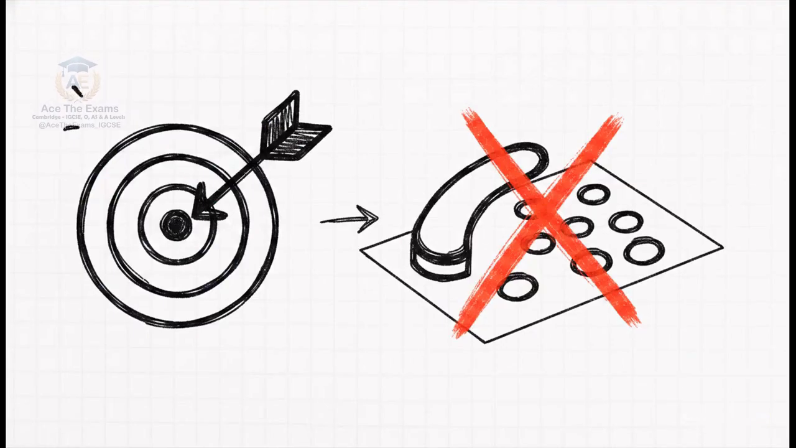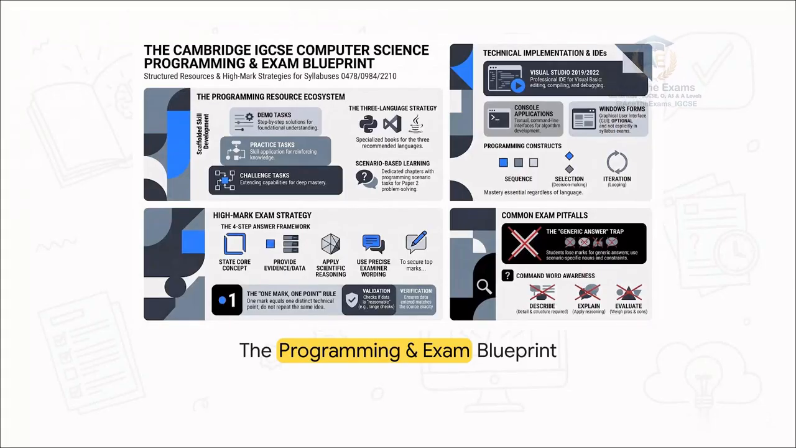Okay, before we even look at programming structures, you need to burn this rule into your memory, the 1 mark, 1 point rule. 1 mark equals 1 distinct technical point. Please, do not waste time repeating the exact same idea in different words. The examiner is not going to give you double credit for it.